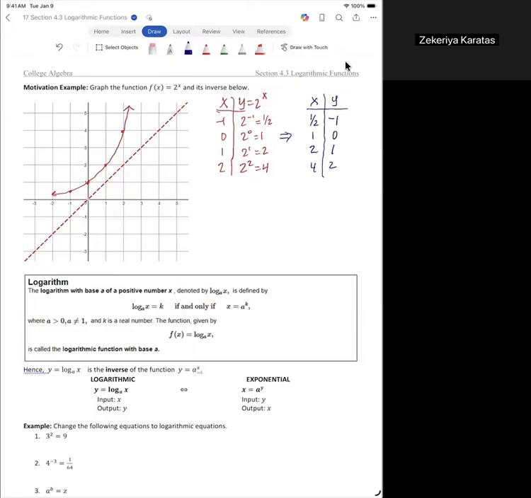We call this inverse function the logarithmic function base 2. So at 1 over 2, it is negative 1. At 1, it's 0. At 2, it's 1. And at 4, it's 2. As you see, the dark blue graph is the mirror image of 2 to the x, where y equals x is our mirror.